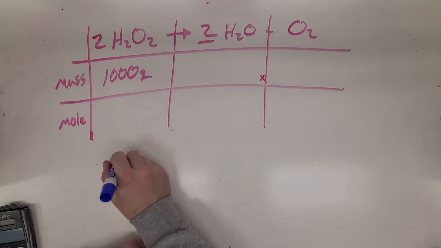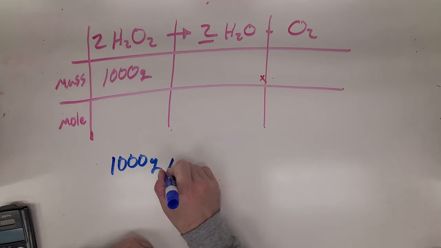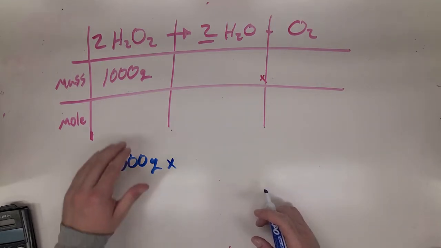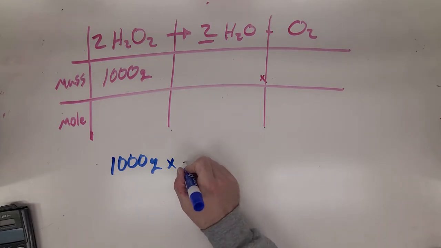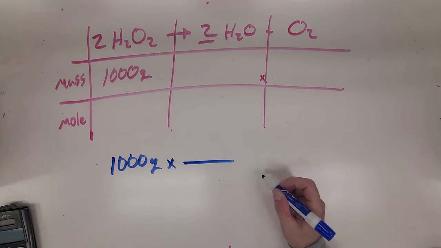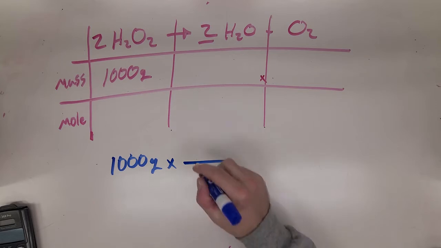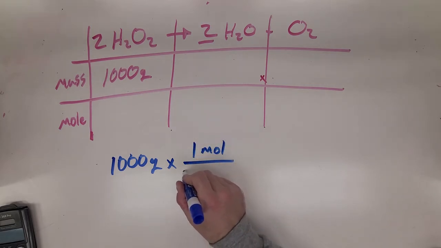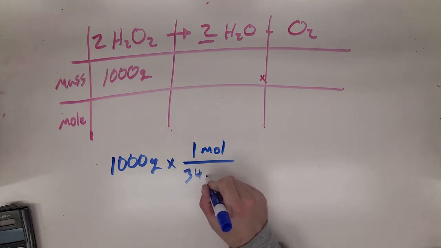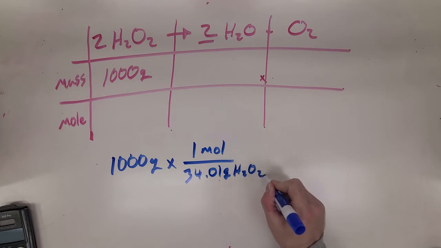We're starting off with 1,000 grams of H2O2. To figure out how many moles of hydrogen peroxide that is, we need to know the molar mass of hydrogen peroxide, which is about 34.01. We multiply this by a unit conversion factor that includes that, putting the 1 mole on top and the molar mass of hydrogen peroxide on the bottom.